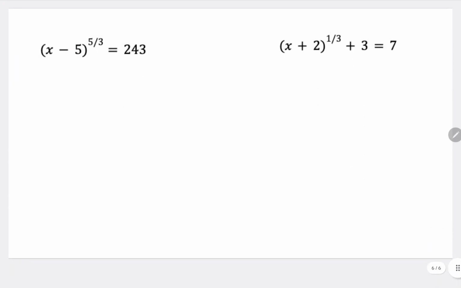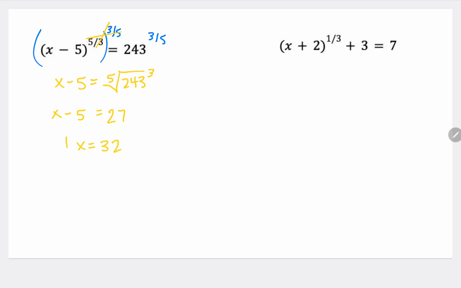And then last two examples, same idea. This first one, we're going to raise both sides to the 3/5 power to cancel out with that 5/3. So when I do that, I have the 5th root of 243, or 3 cubed, which is 27. Add 5 to both sides to get 32.